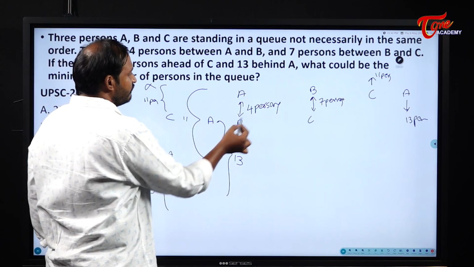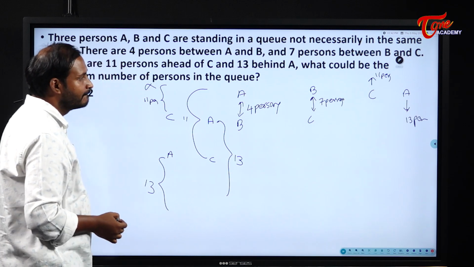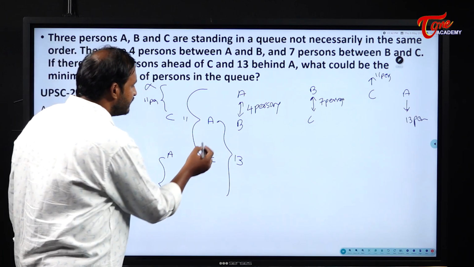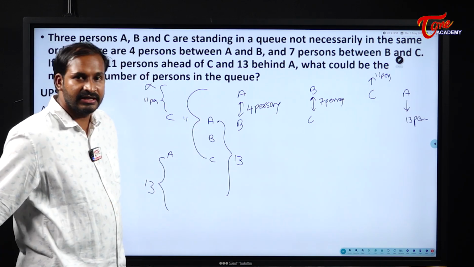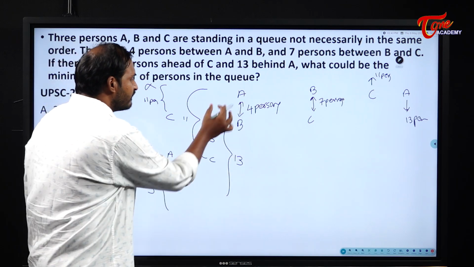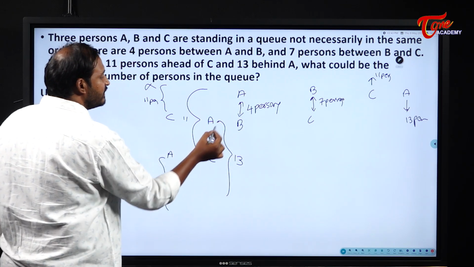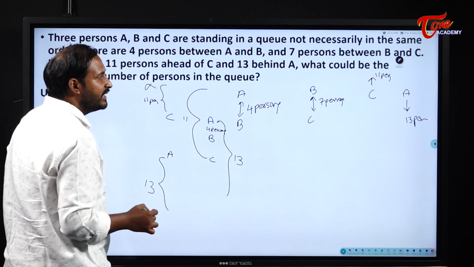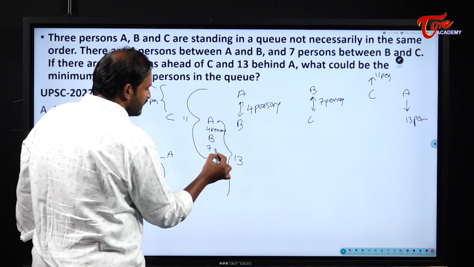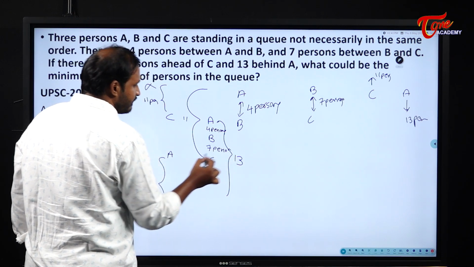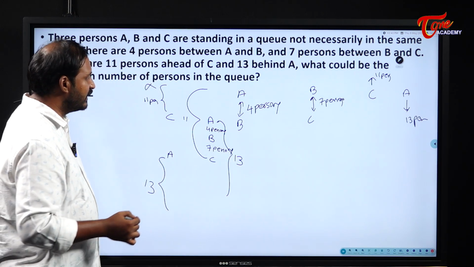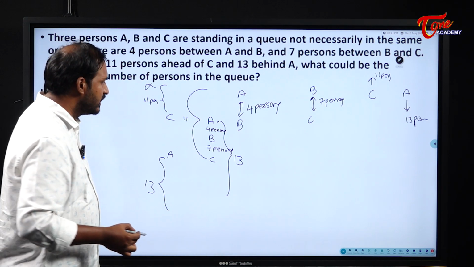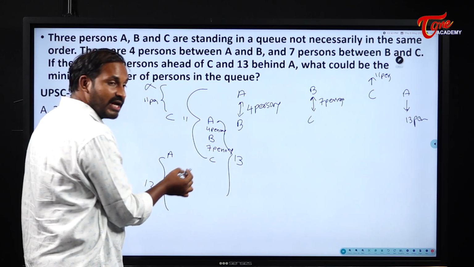Now tell me where I should put B? Definitely between A and C. Then only I will have the minimum number of persons. Between A and B how many do I have? 4 persons. Between B and C how many persons do I have? 7 persons. Okay, let us check. If I take B between A and C, now what will happen? Above C how many will I get?